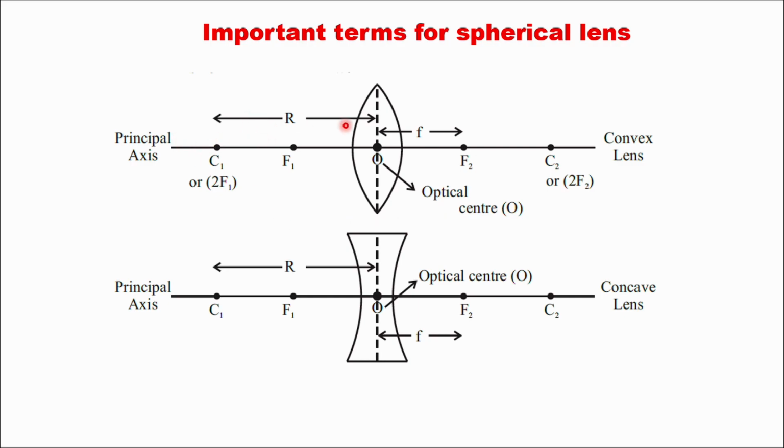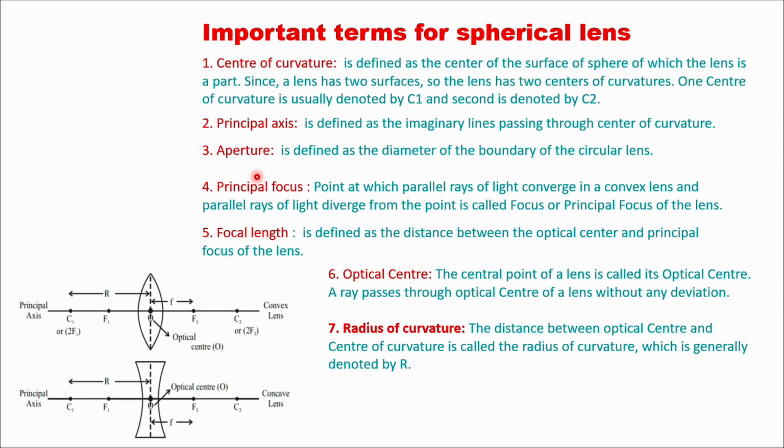So R is the radius of curvature, C1 and C2 are the centers of curvature, F1 and F2 are principal foci. This O is the optical center. Similarly the same thing is applicable for the concave lens, and this one is the principal axis. Now discuss one by one. So what are the important ones?